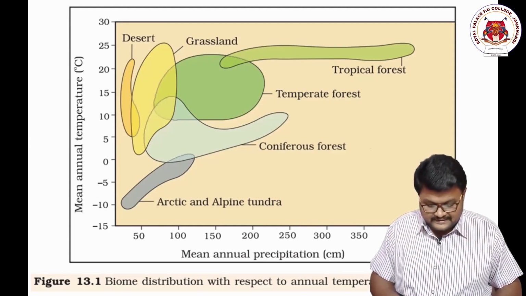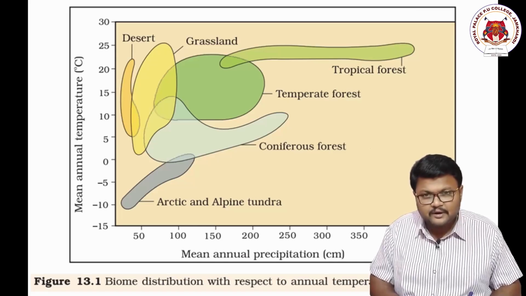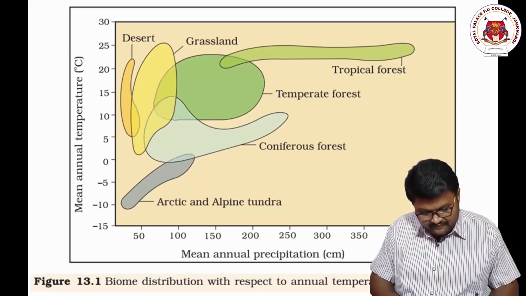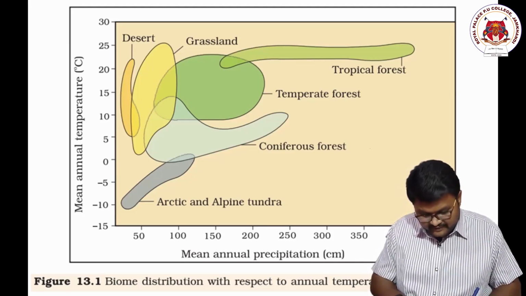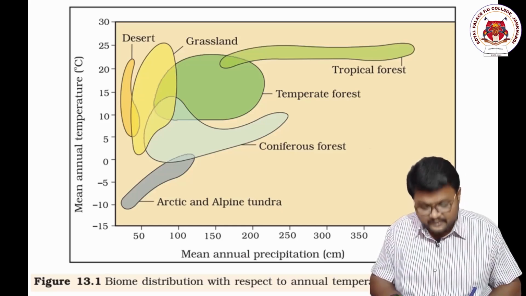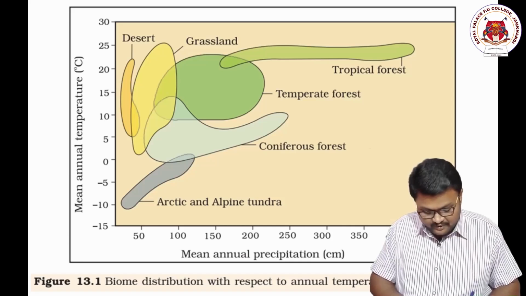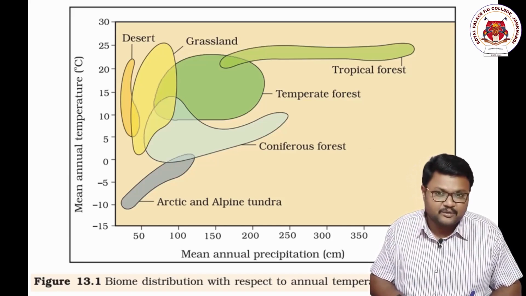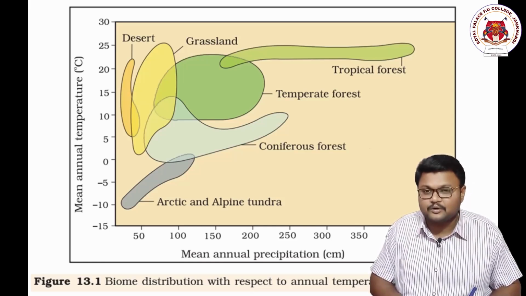If we take a look at this picture, it represents the biome distribution with the annual temperature and precipitation. From this picture we can say that we have different biomes, and these biomes are listed as 6 numbers: the desert biome, Arctic and alpine tundra biome, grassland biome, temperate forests, coniferous forests, and tropical forests. In this diagram, they have given the precipitation values and temperature values very nicely, and these are important, students. We need to remember these values very nicely and quickly.